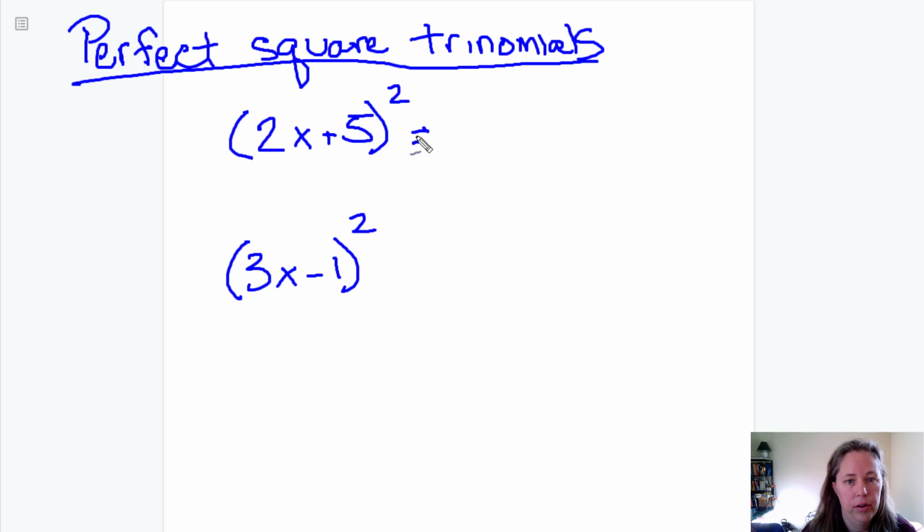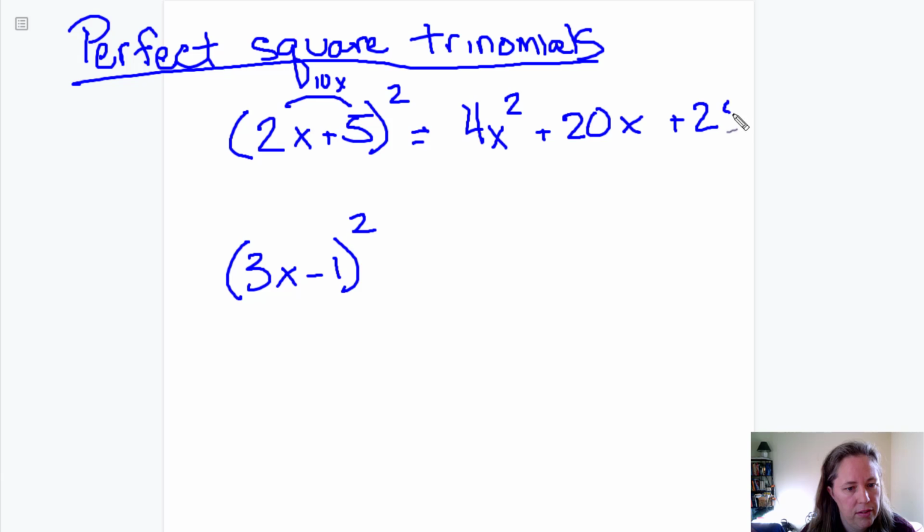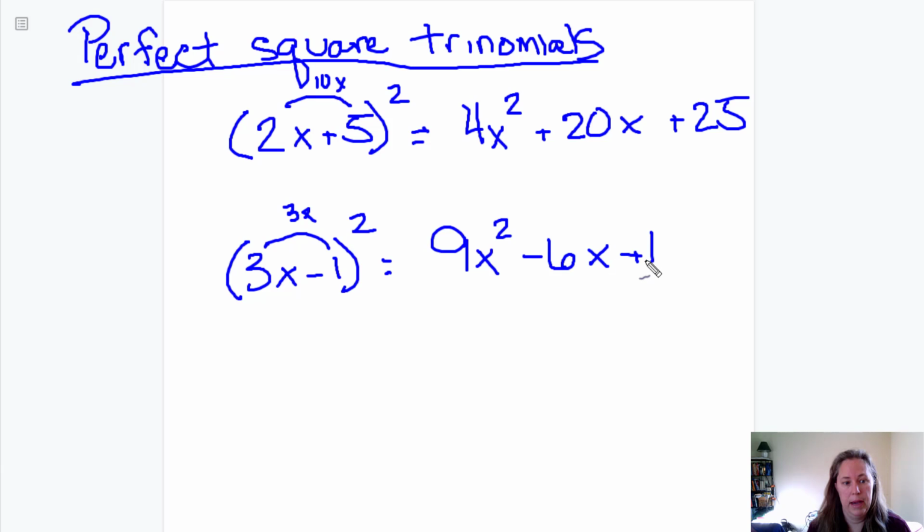I don't know if I can pause and write on the screen, so I'm just going to keep going here. So this is going to be 4x squared. So this is 10x, and there's 2 of them, so we're going to have plus 20x plus 25. And this one's going to be 9x squared minus 6x plus 1.